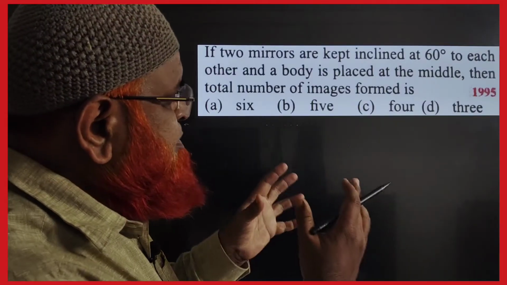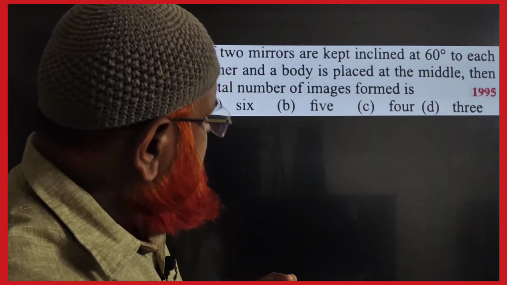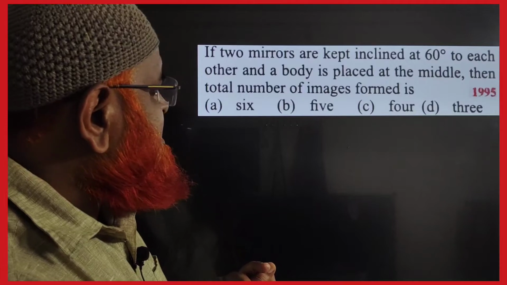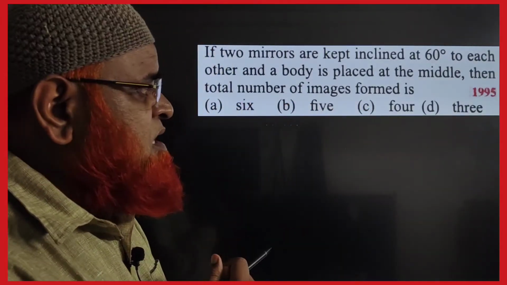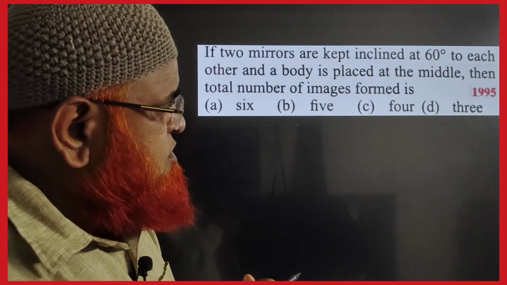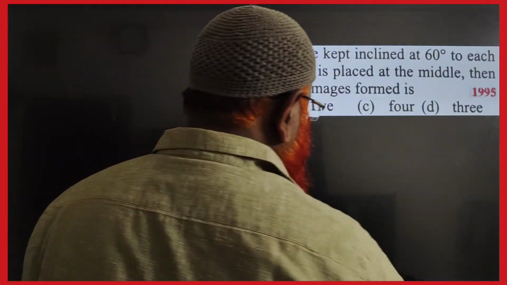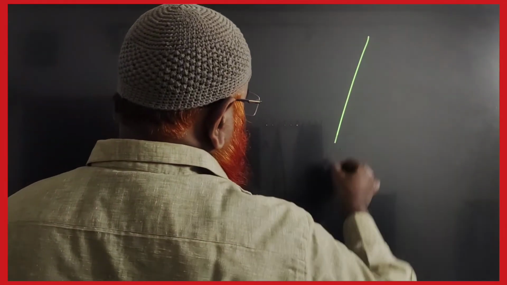Two mirrors are kept at a certain angle theta, that is 60 degrees, to each other, and the body is placed at the middle. Then the total number of images formed is how much? Okay, so this was a question here. To understand this question, you should have certain basics here.